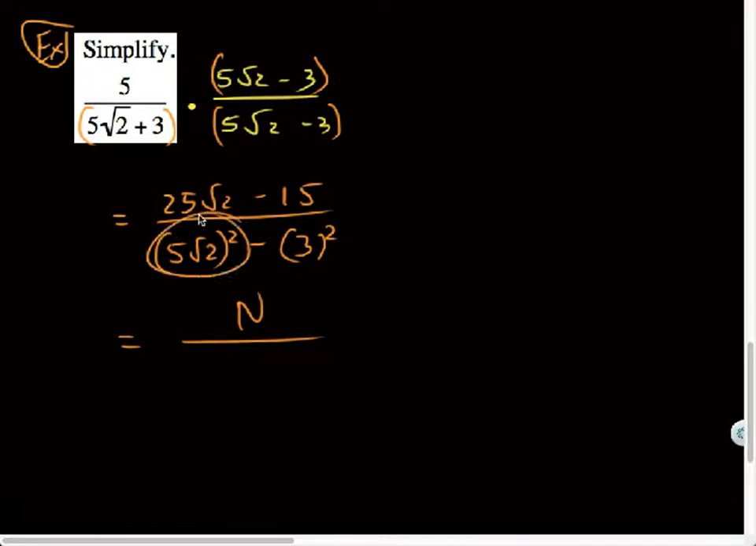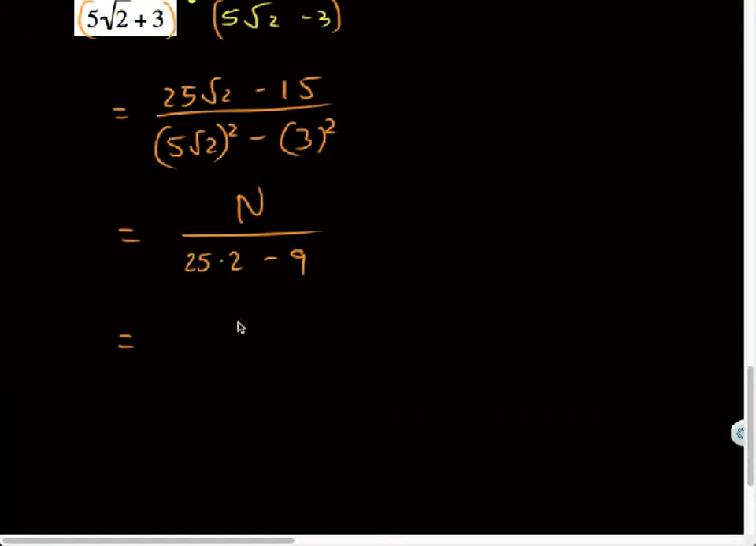How do I square this? You actually have to distribute it. 5 squared is 25, and root 2 squared is 2, so 25 times 2 is 50. Minus 3 squared is 9.